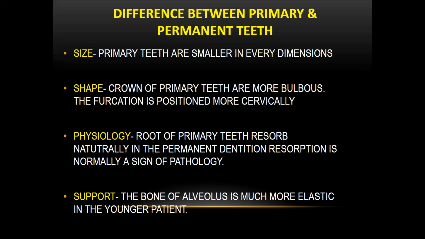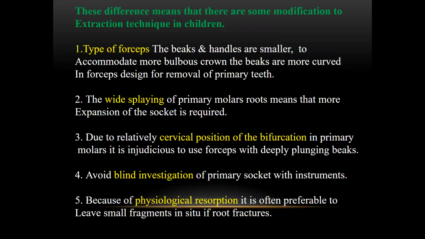The roots of primary teeth resolve naturally in permanent dentition. Resorption is normally a sign of pathology. The bone support of the alveolus is much more elastic in a younger patient, as you all know. As I said, these differences mean that there are some modifications of extraction technique in children.